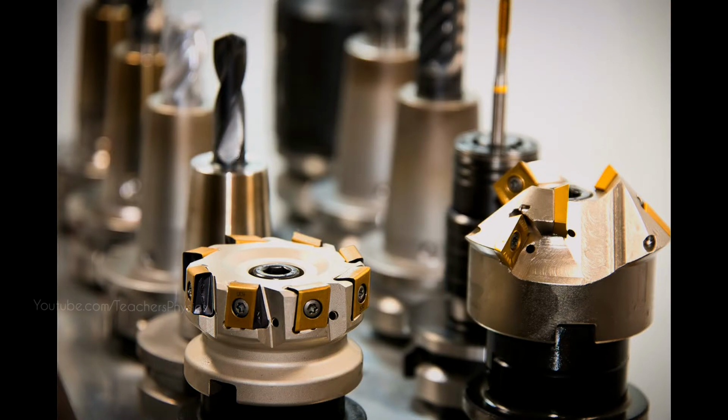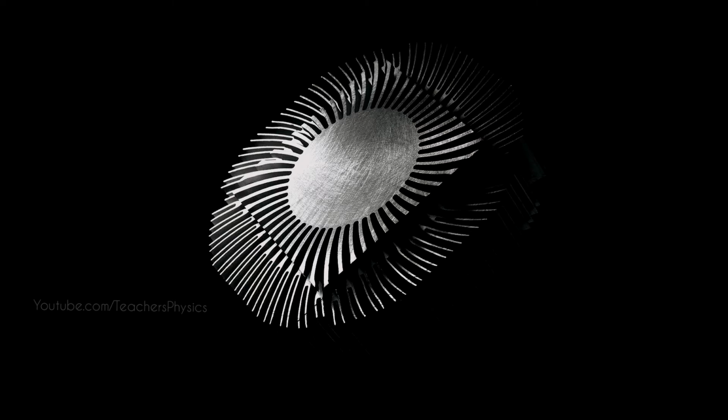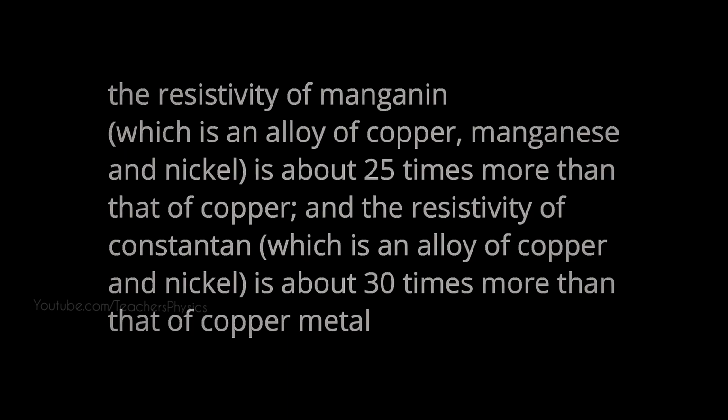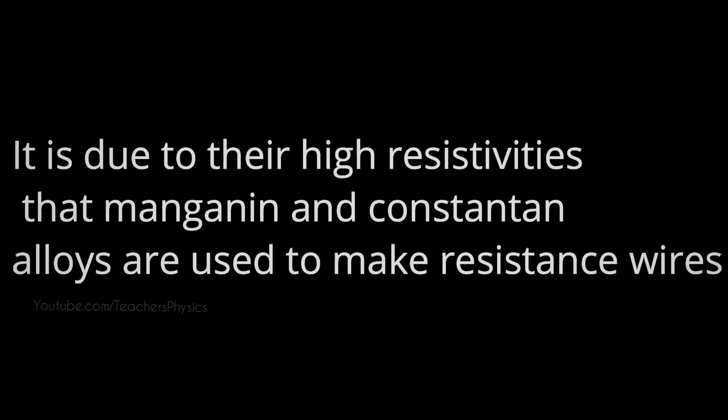The resistivities of alloys are much more higher than those of the pure metals. For example, resistivity of manganese, which is an alloy of copper, manganese and nickel, is about 25 times more than that of copper, and the resistivity of constantan, which is an alloy of copper and nickel, is about 30 times more than that of copper metal. It is due to their higher resistivities that manganese and constantan alloys are used to make resistance wires or resistors used in electronic appliances to reduce the current in an electric circuit.